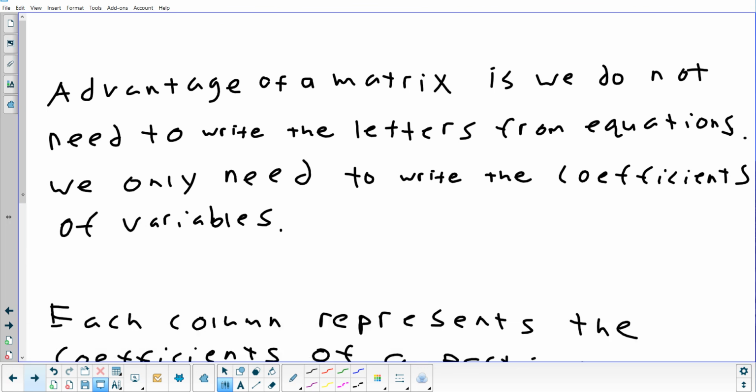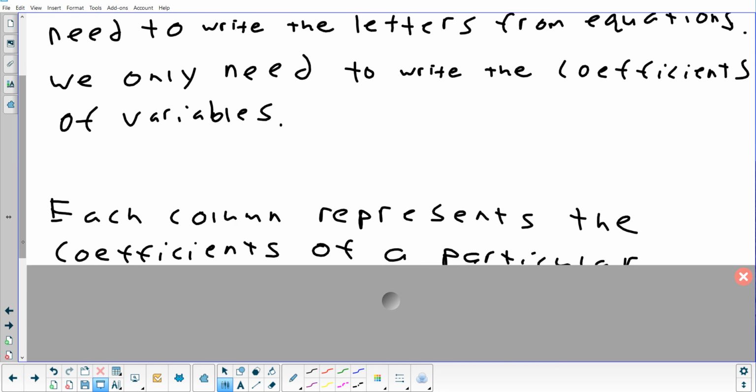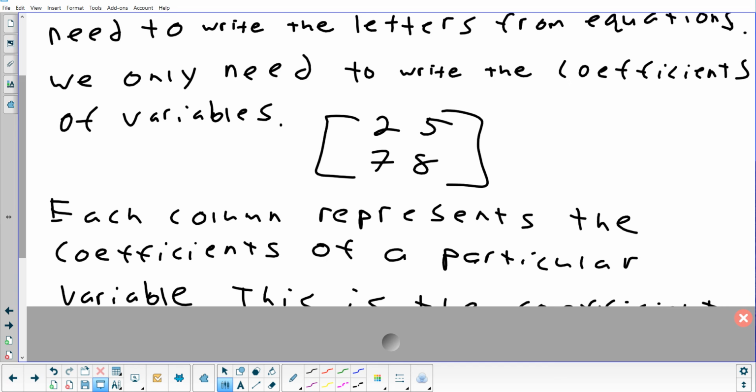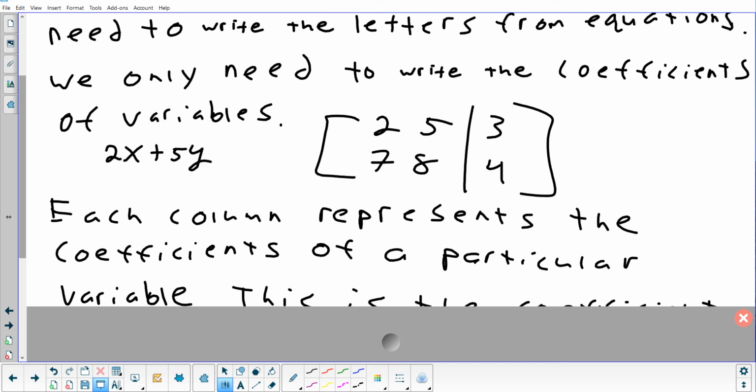When we use a matrix, each column is going to represent a particular variable. So like if you had something like 2, 5, 7, 8 as a matrix, and you'll see that we're going to add another column off to the side like this. Well, if that was your matrix, then that would have come from a problem like this. 2x plus 5y equals 3, and 7x plus 8y equals 4. That's where it would have come from.